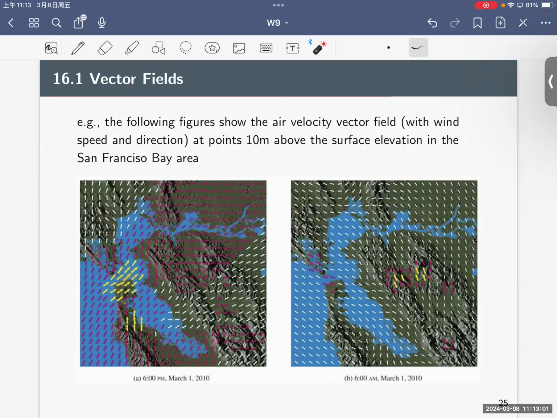This graph shows the wind speed and direction in the San Francisco Bay Area. This is for 6 p.m. and this right graph is for 6 a.m. You see, at 6 p.m., this is how the wind blows in direction and in magnitude. And at 6 a.m., the direction changes at each point, right? So these are two perfect examples of 2D vector fields.